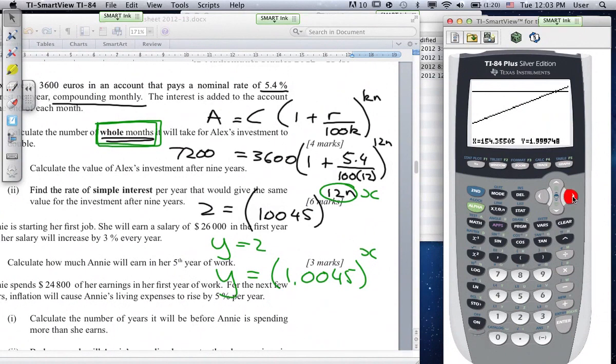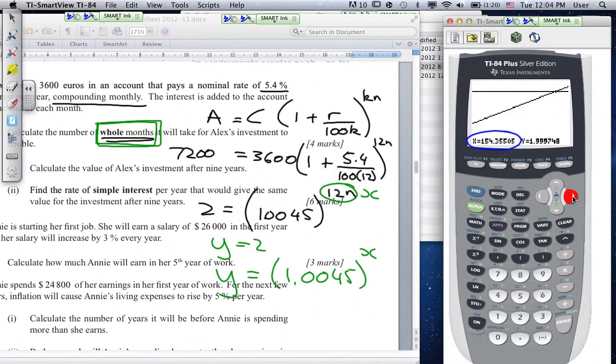So there we are there, and now we're getting it pretty close. And this is the value that we're wanting. We're wanting the x value. All right? It's 154.3505. All right? So we've got it pretty accurately. This is my value that I want. 154.3. That's the number of months that we actually dealing with.